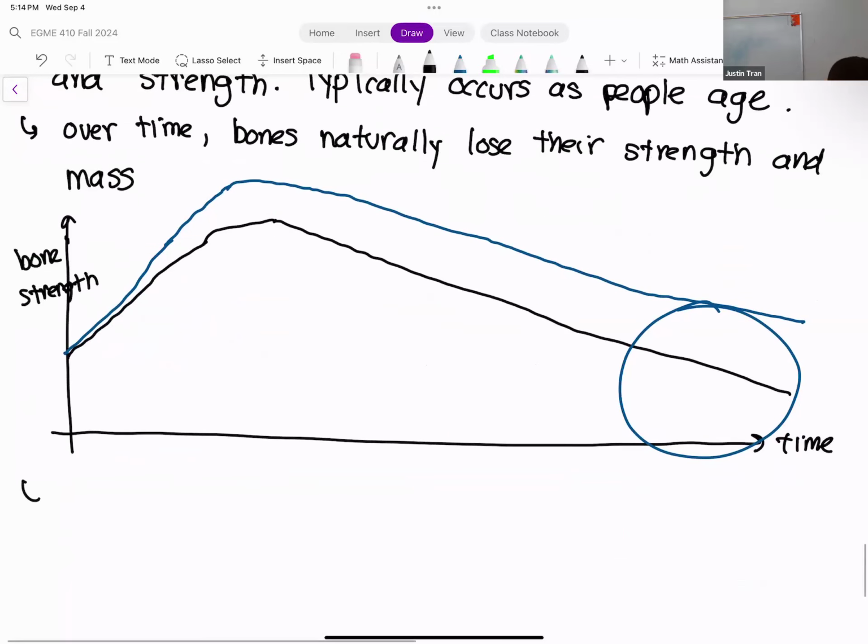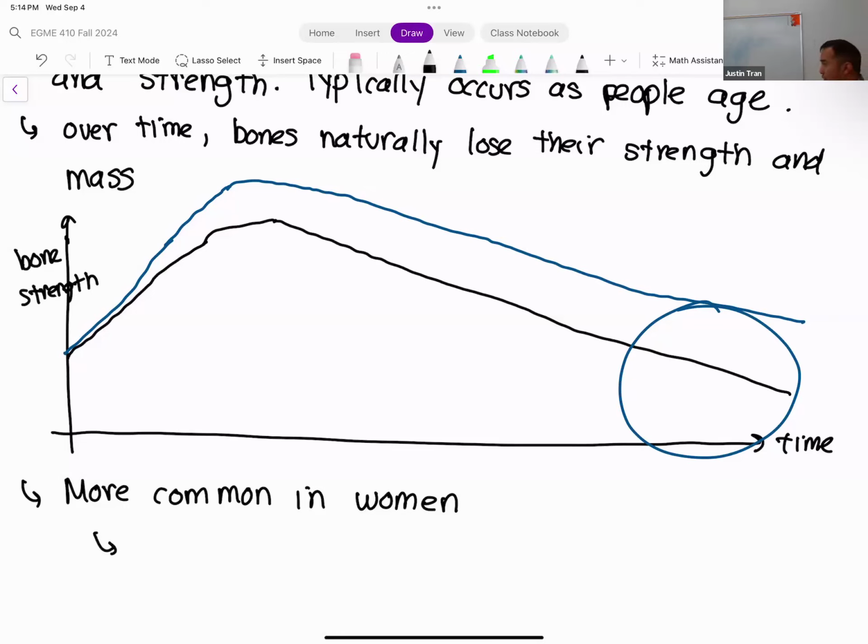And so if you were to break this down into demographics, osteoporosis is a lot more common in women. If you look at the statistics, about 50% of women, once they reach old age, experience osteoporosis. But it's becoming more common in men. And so for men, it's about 34%.